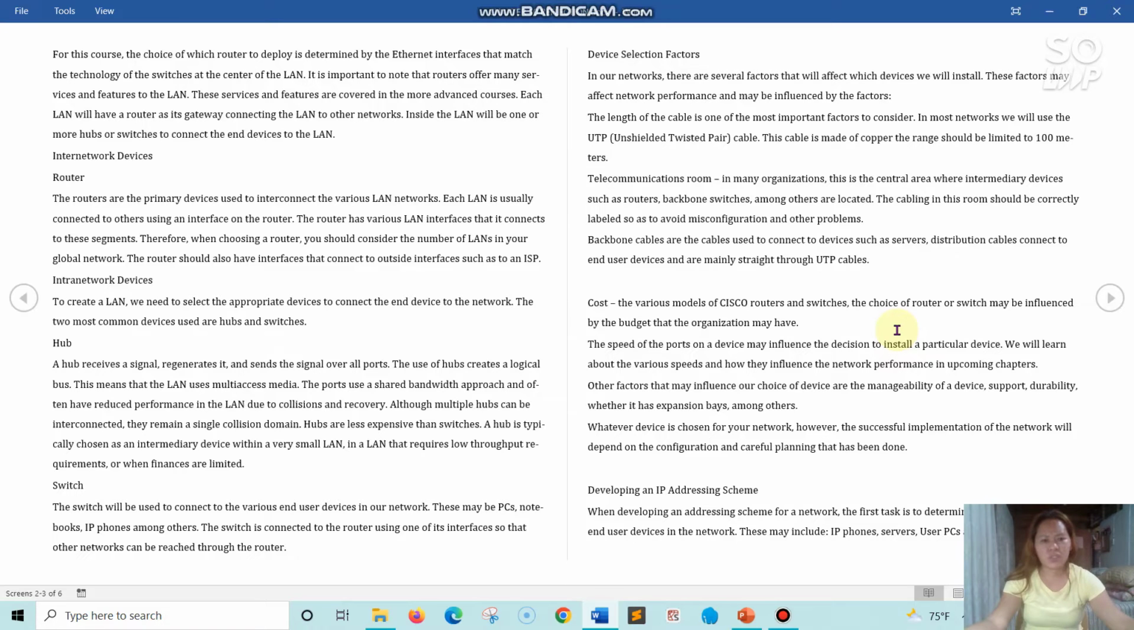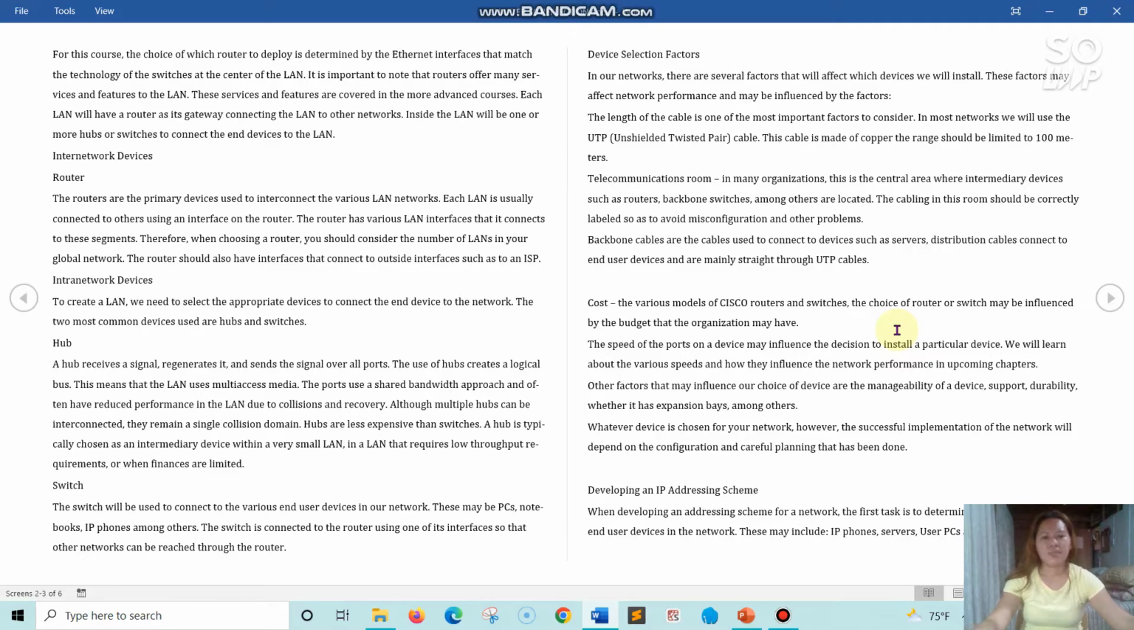So other factors that may influence our choice of device are the manageability of the device, support, durability, and whether it has an expansion base, among others. Whatever device is chosen for your network, however, the successful implementation of the network will depend on the configuration and careful planning that has been done.